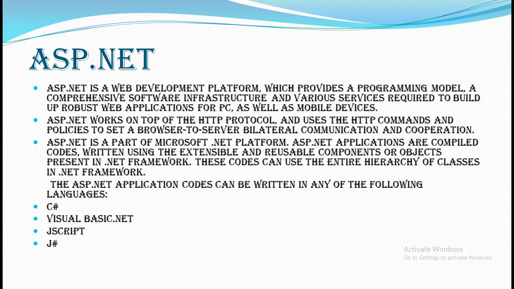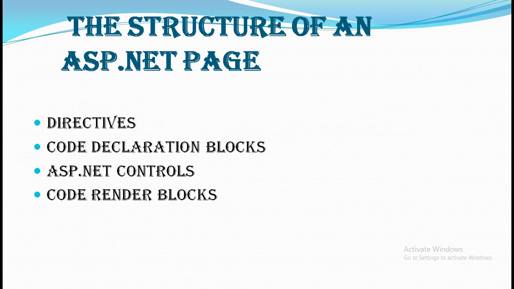ASP.NET is a part of the Microsoft .NET platform. ASP.NET applications are compiled codes written using the extensible and reusable components or objects present in the .NET Framework. These codes can use the entire hierarchy of classes in the .NET Framework. The ASP.NET application codes can be written in any of the following languages: C++, Visual Basic .NET, JavaScript, JavaScript+.